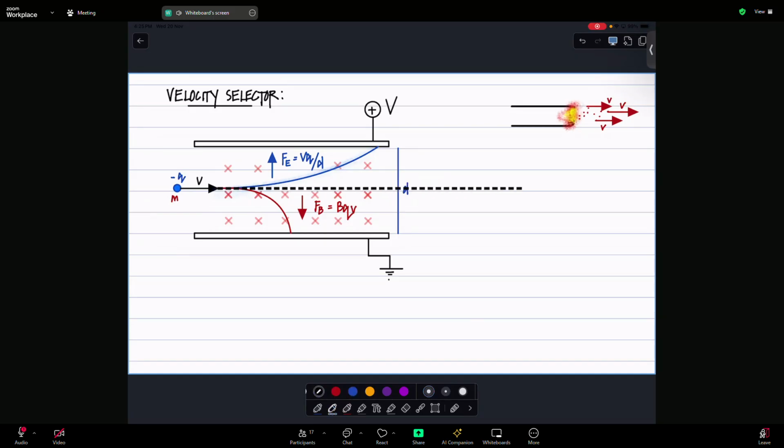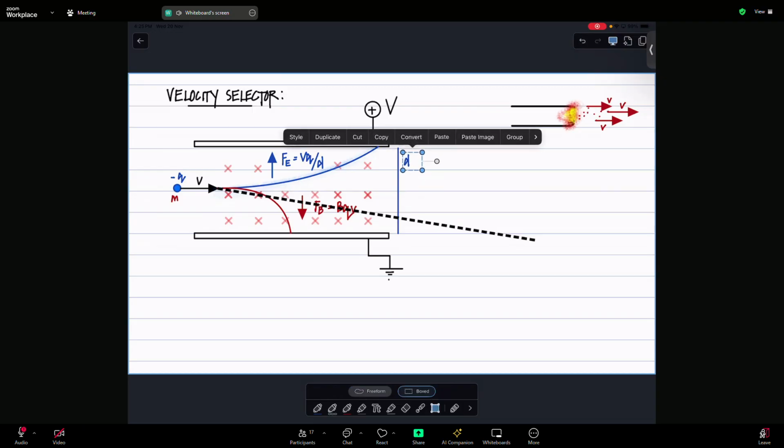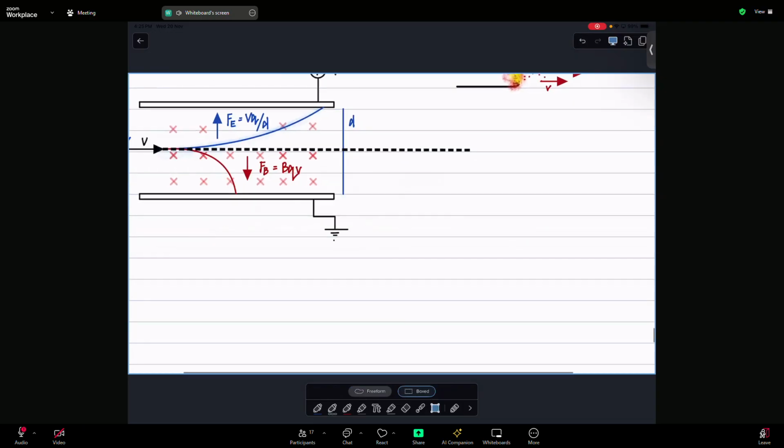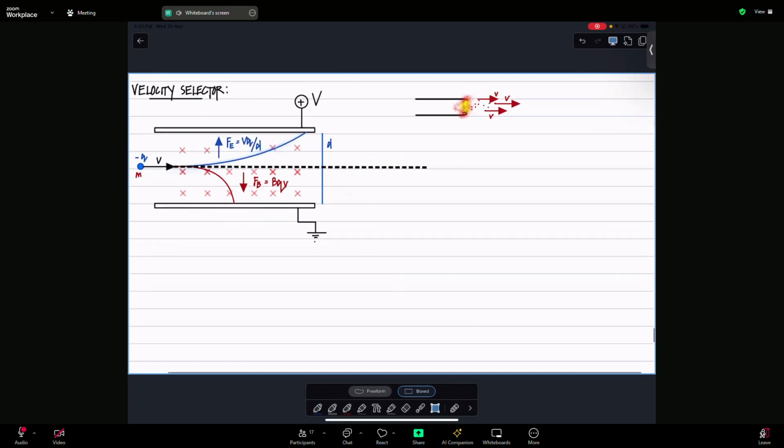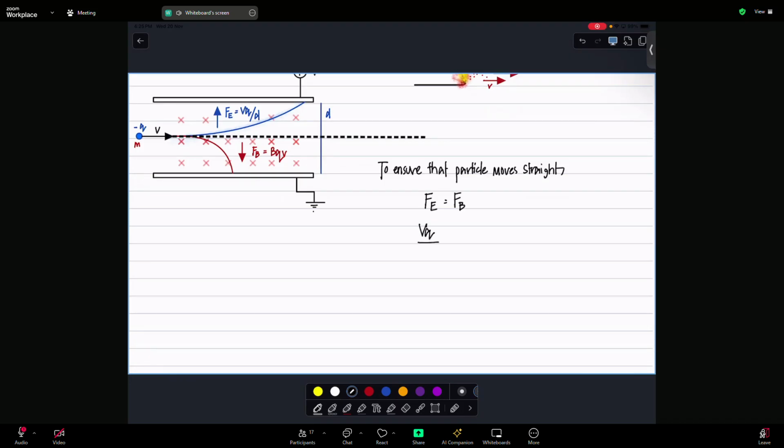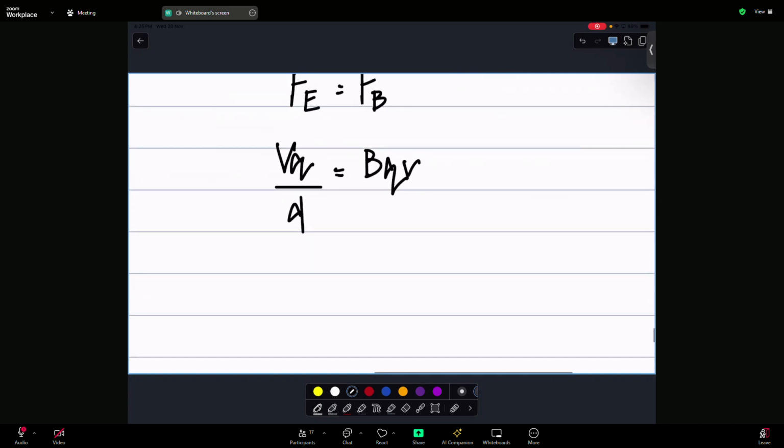Straight. We are going to find out what's needed to make sure that they're equal and they go straight. So we'll do a bit of math here, okay? The equation I could derive will reveal to us what we need to do to make it go straight, right? So to ensure that a particle, and it doesn't need to be an electron, any particle, moves straight, undeflected, the force of the electric field must be equal to the force of the magnetic field, which is VQ by D must be equal to BQV.